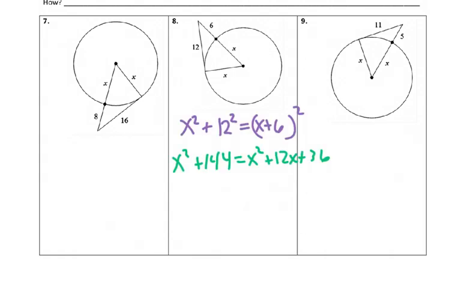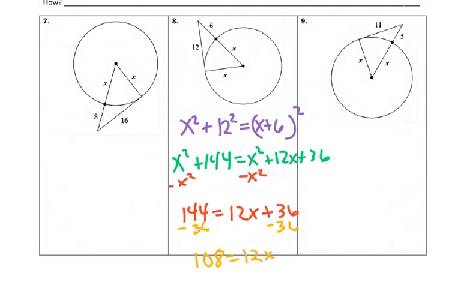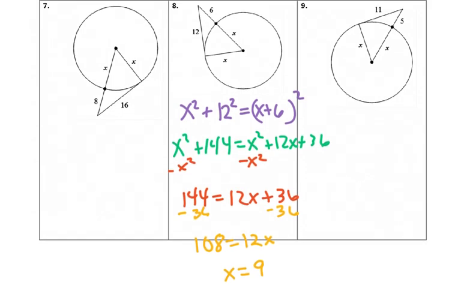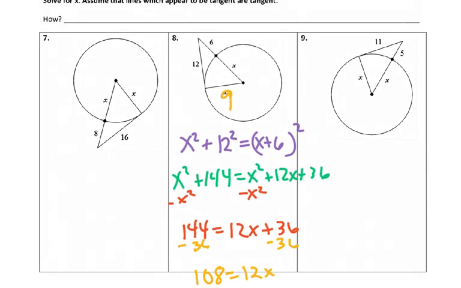Okay, on number 8, did you get this side of the equation right? Did you make sure that you didn't say it was x squared plus 36? Got to make sure about that. Okay, so we get down to the end of solving this and we get that x is equal to 9. And so the radius of this circle is 9.